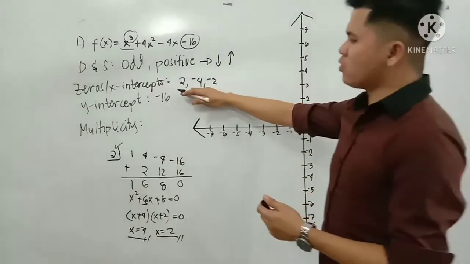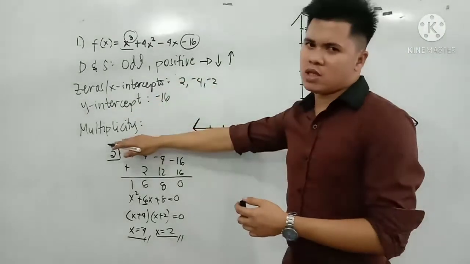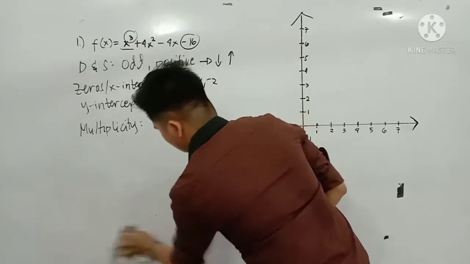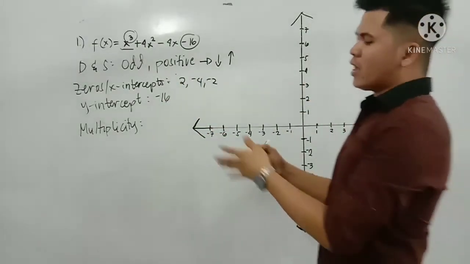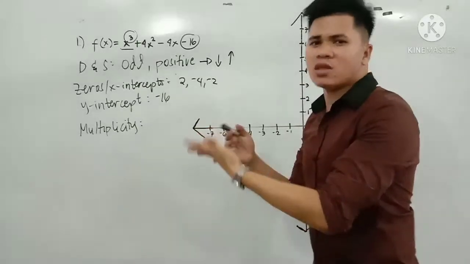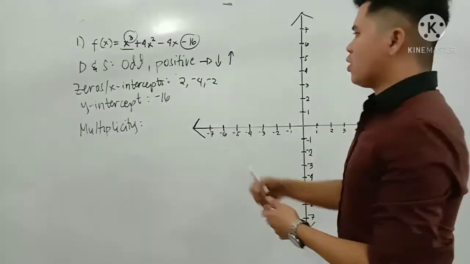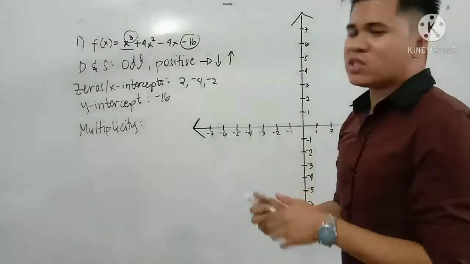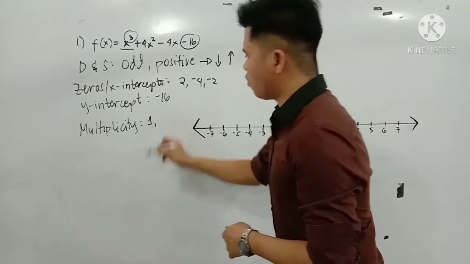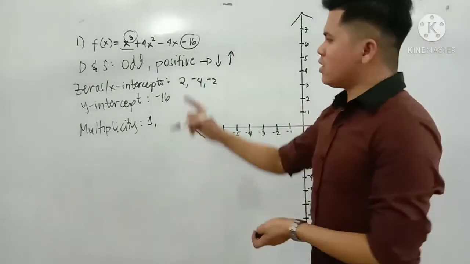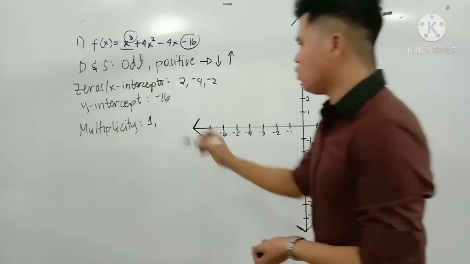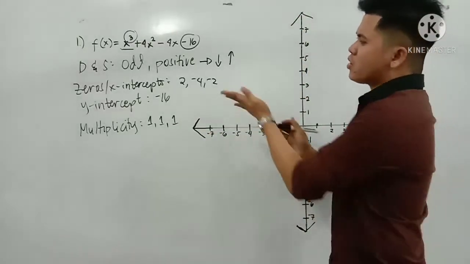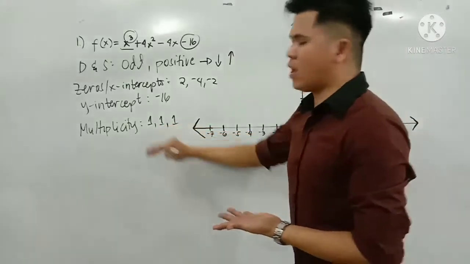Then, since we have the zeros, we can now find the multiplicity. Again, the multiplicity depends on how many times the zeros appear. So, how about positive 2? How many times does positive 2 appear? Simply just 1. So the first multiplicity is 1. How about negative 4? How many times does it appear? Also 1. The negative 2, also 1. So therefore, all the zeros have a multiplicity of 1.